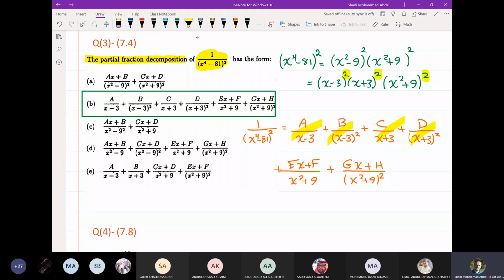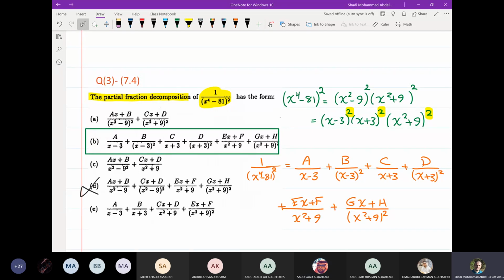Is that clear? Doctor, what about option D? Why is it incorrect? Because this one can be simplified more. X squared minus 9 you can factorize to be x minus 3, x plus 3, right? Yes, this is wrong because you can't leave x squared minus 9 unsimplified. I see. Good. Everything is clear, guys? Anyone has a question? Excellent.